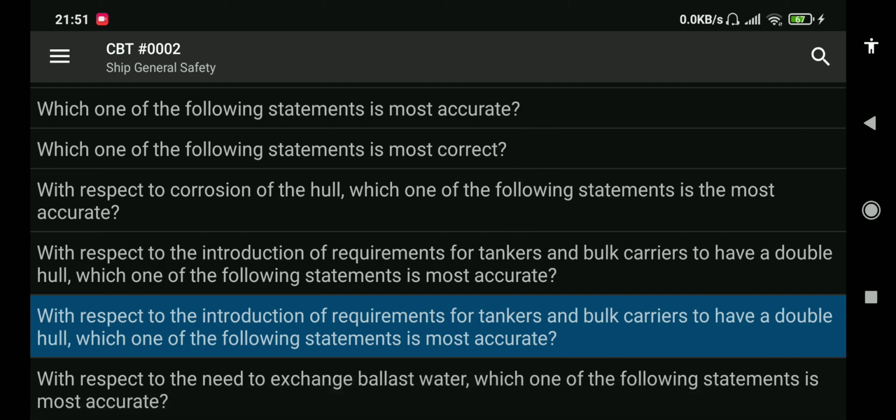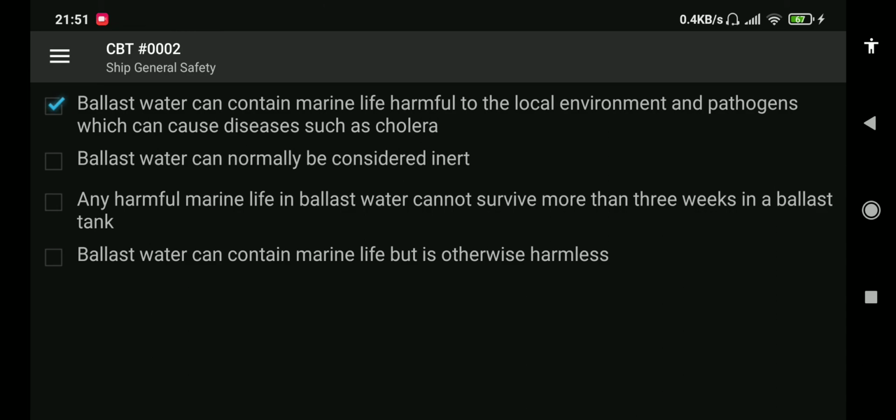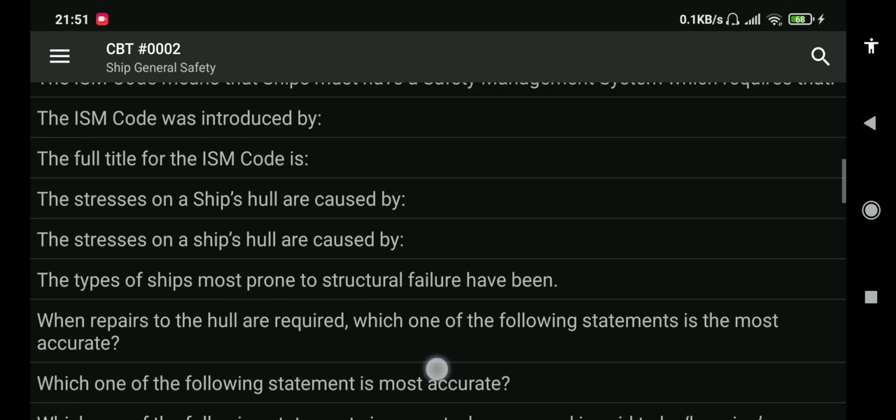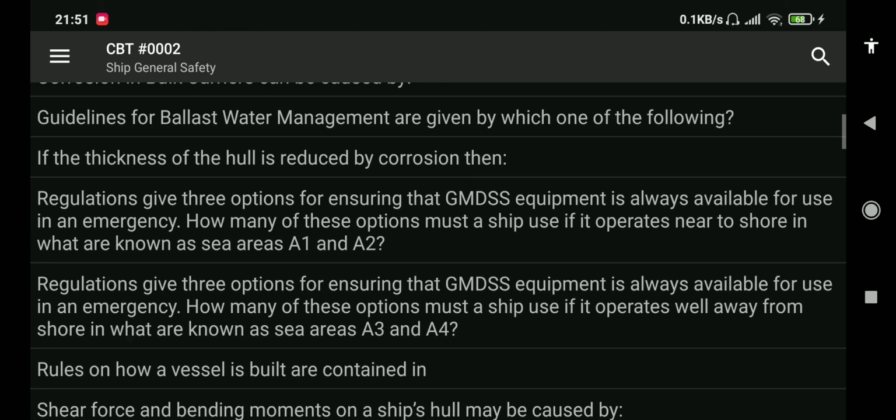The last question is with respect to the need to exchange ballast water, which of the following statements is most accurate? So the answer is ballast water can contain marine life harmful to the local environment and pathogens, which can cause diseases such as cholera. So to our chief mate, our safety officer, you must always check your ballast for bacteria before ballasting. Okay? So that is all for now for ship general safety.